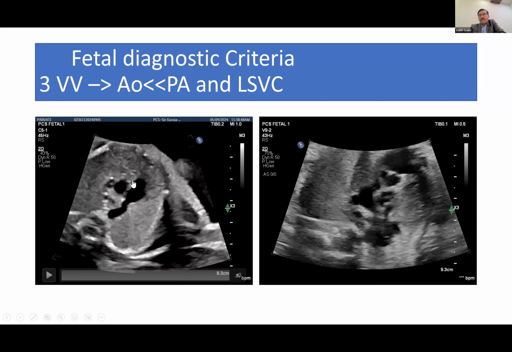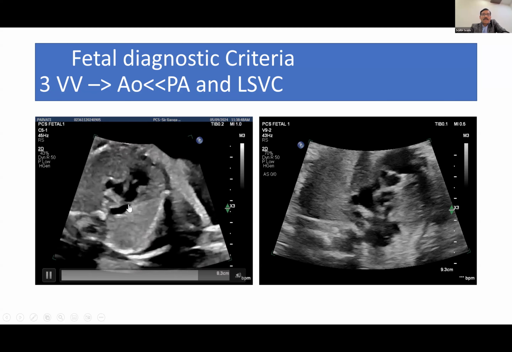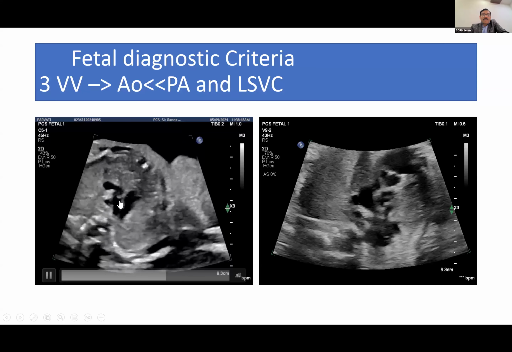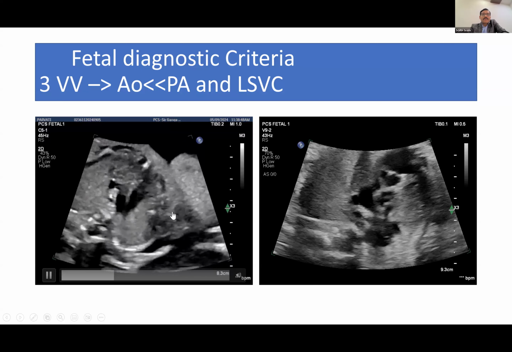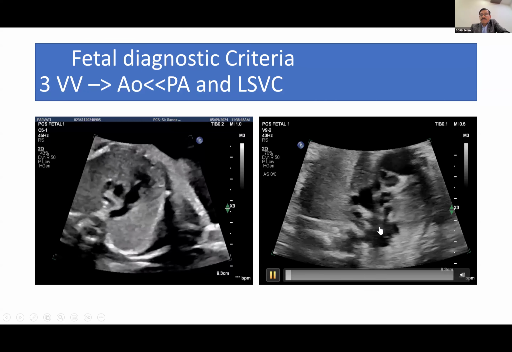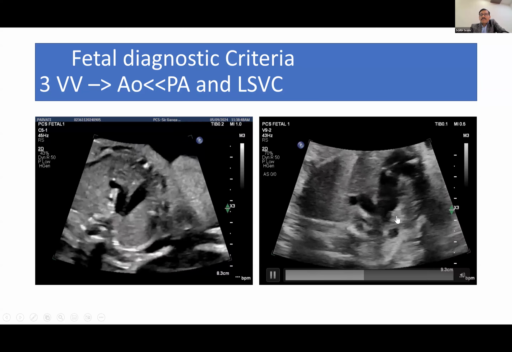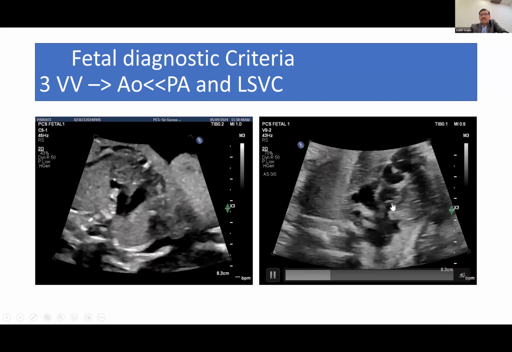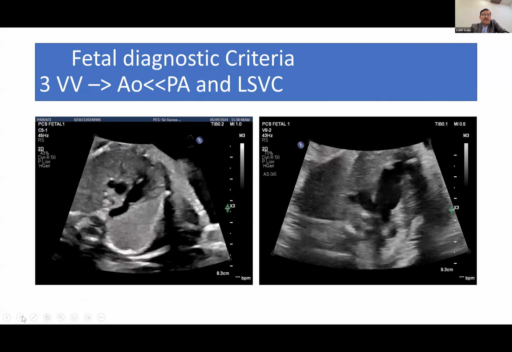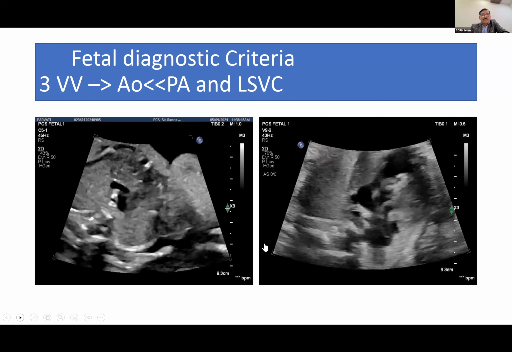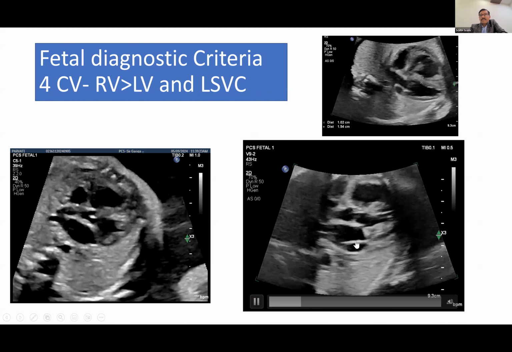Three vessel view, normal versus abnormal, where the aorta is much smaller than the PA, and LSVC is an important marker for coarctation also. See this normal triple vessel view: PA and aorta are almost similar, PA slightly bigger. Now here, a patient of fetal coarctation: the PA is much bigger than the aorta, and you can see the LSVC also. I will show you one more image for the LSVC. This is the LSVC, you can see.